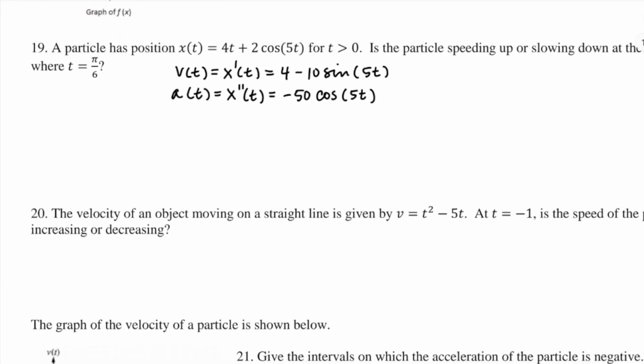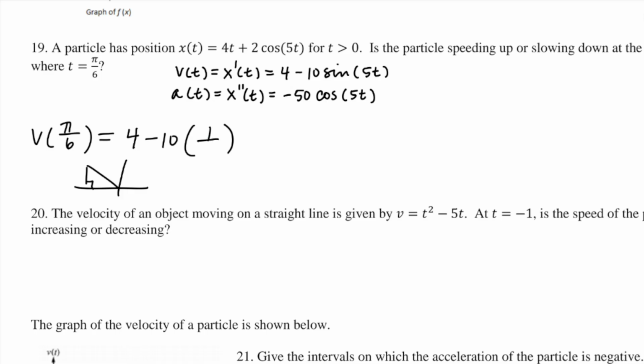Speeding up or slowing down at the time where t equals pi over 6. Well, I'm going to plug in pi over 6 and get 4 minus 10 times the sine of 5 pi over 6. Okay, that wasn't my best one ever, but okay, 5 pi over 6 is almost all the way to pi, so it's not very high up. That would be a sine of half. So 4 minus 5 is less than 0.